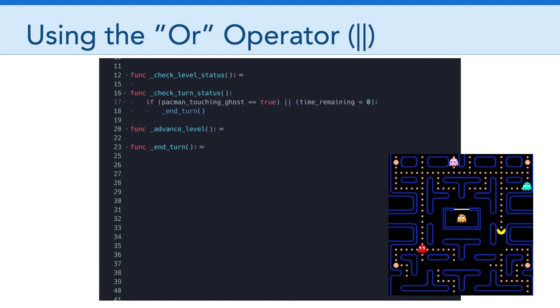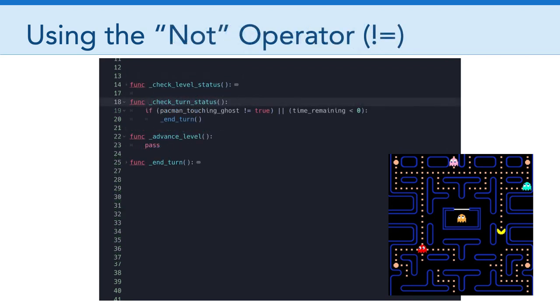Only one of them needs to be true, and then the end turn function will execute. Now, there are times when you may want to check a not condition. And so you can see here, I could say if Pac-Man touching ghost is not equal to true, then do something. So don't get confused if you ever see that exclamation point equals. That simply means not something.